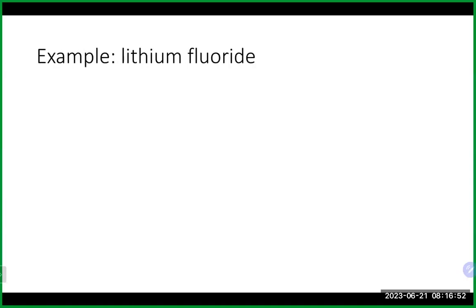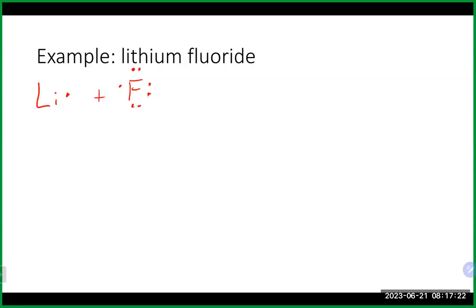So let's take a look at an example here, which is lithium fluoride. If we look at lithium, which is right there in group number 1, we would know that lithium has 1 valence electron as it is part of group 1. We have fluoride, which is fluorine, and fluorine is group number 7, which means it should have 7 valence electrons in this case.